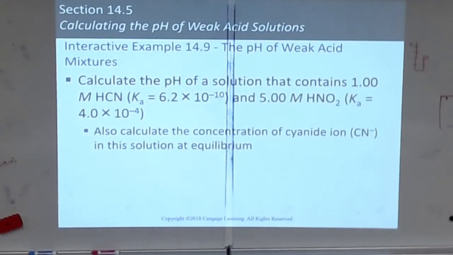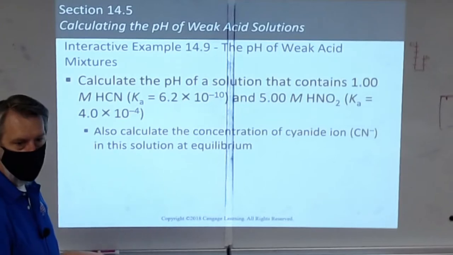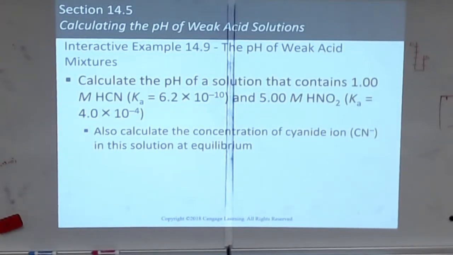So I've got two different acids. I've got hydrocyanic acid and what do I call this other one? Nitrous acid, right? Nitric would be the nitrate with a 3. So I've got 1.0 molar hydrocyanic acid and 5 molar nitrous acid. Why is that hydrocyanic acid? Because that's what you call it, even though it's not an oxyanion.